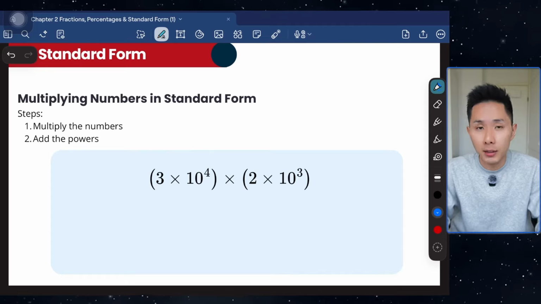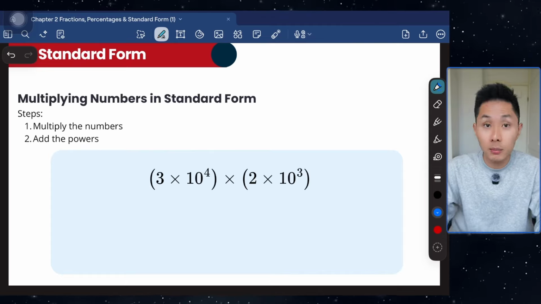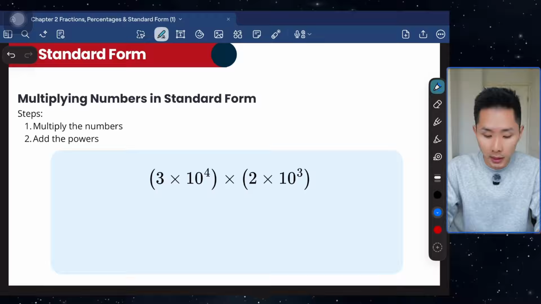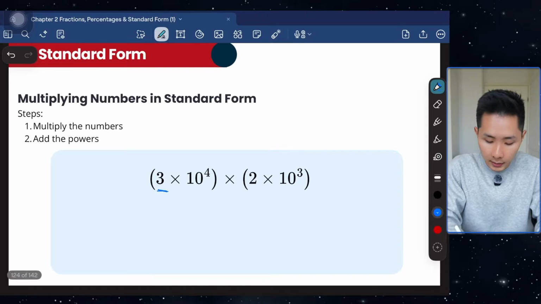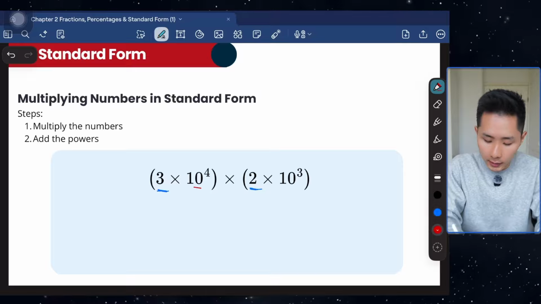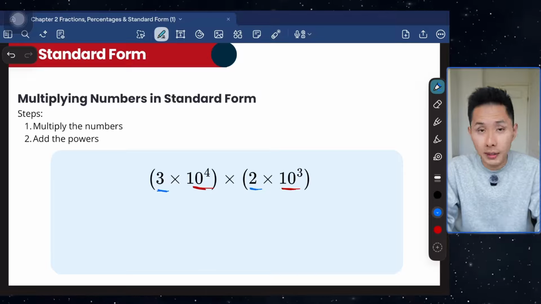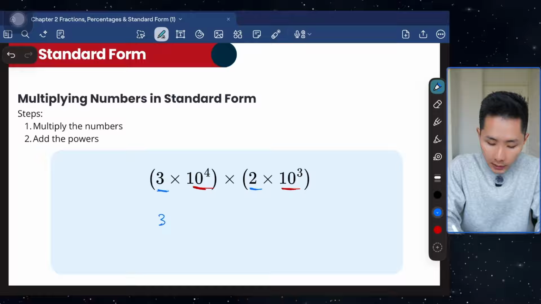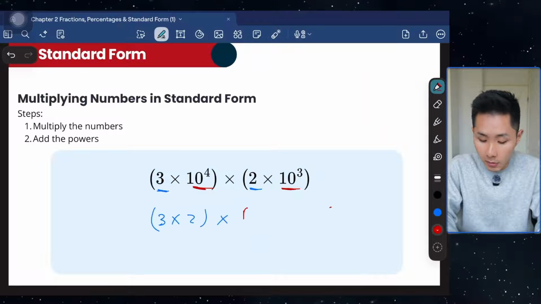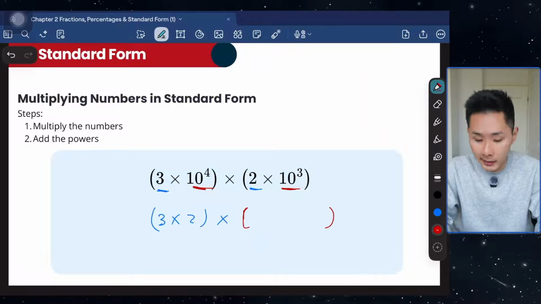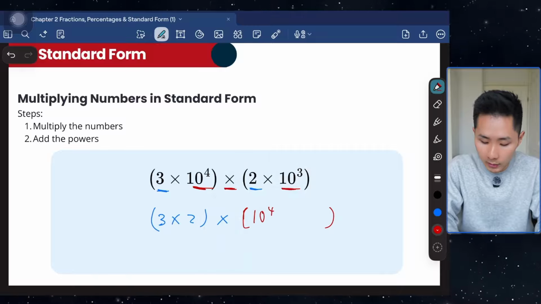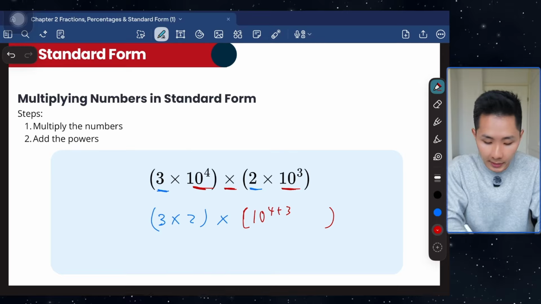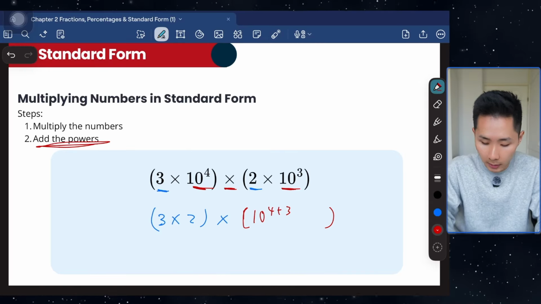Alright, the next part of the lecture, we're going to look into how to multiply numbers that are in standard form. So to multiply the numbers, it is very easy. First, you have to separate the numbers and also the powers. So once you have done that, you can just multiply the numbers, and then if you remember what we learned in the law of indices, you can do 10 to the power 4. Because it's multiplication, you just add up the index. So you can see, add the power, multiply the number.